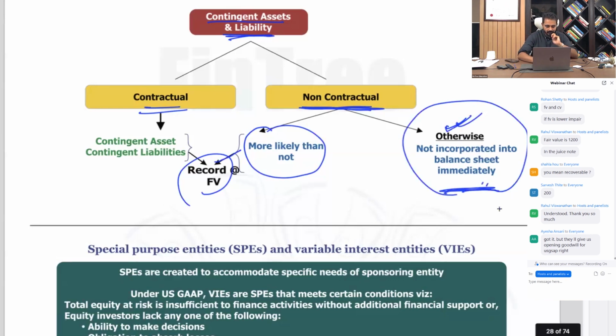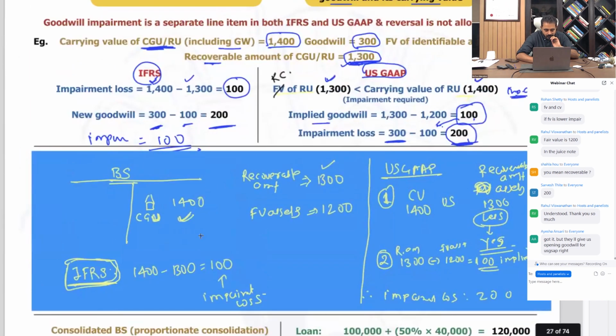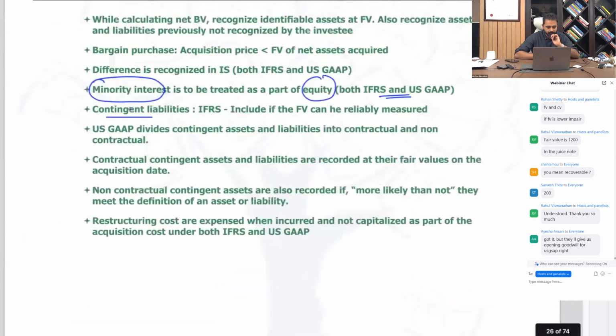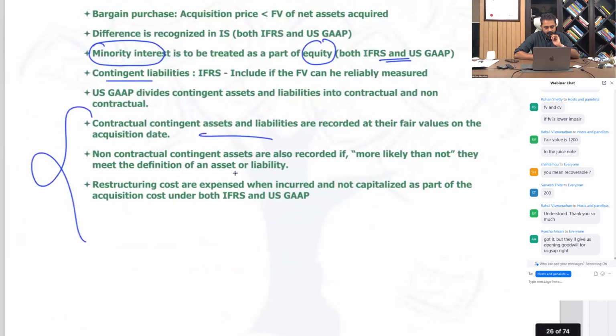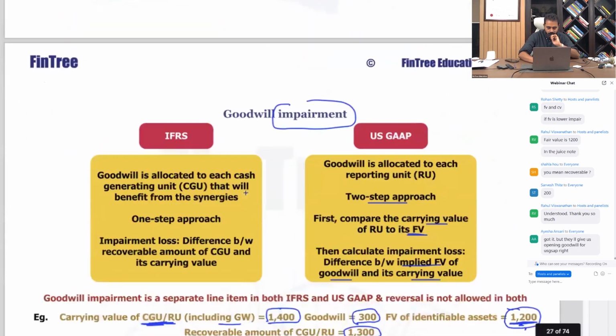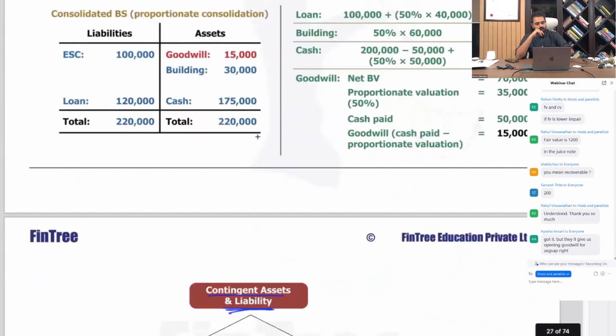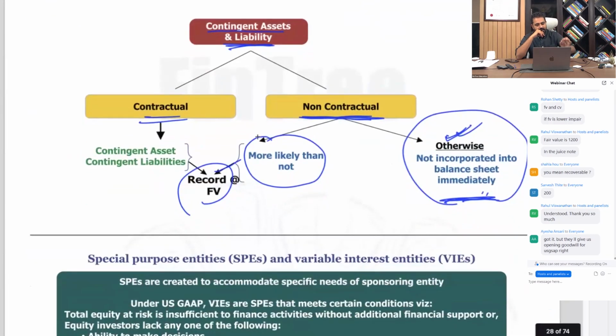So this is the matrix. This is what was written, I think, in theory here in a couple of sentences, but I think it's easier for you to just do this flow chart. If you have contingent assets and liability, first question, are they contractual or non-contractual? Contractual, record at fair value. Non-contractual, then run the second question. Are they more likely than not to be realized? Yes, record. No, wait.